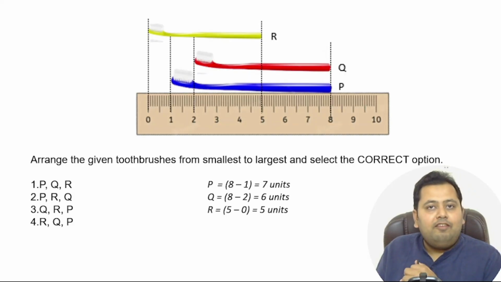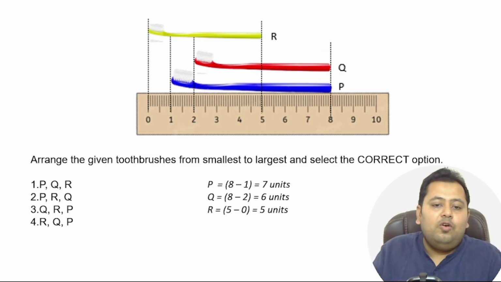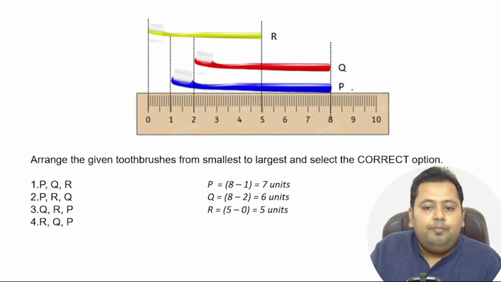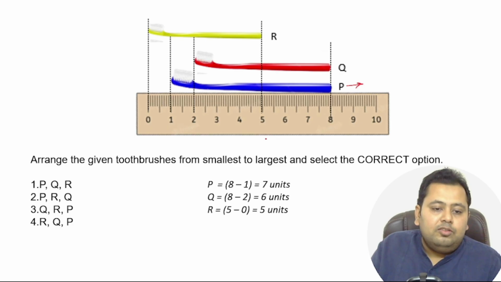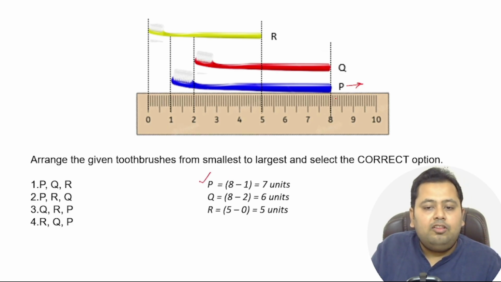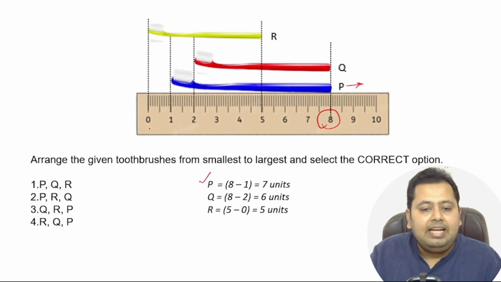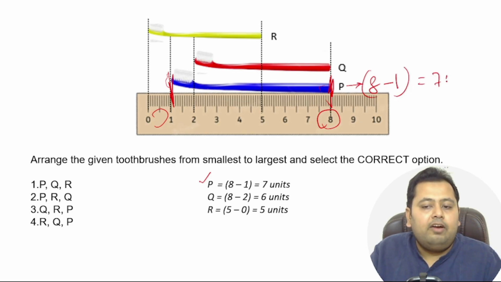So I hope you have already solved the question. Let's go and find out the answer. For P, if you see, the length of the toothbrush P is nothing but 8 minus 1, right? So you can see one end is at 8, and the other end is at 1. It is the largest minus the smallest number. If you just subtract it, you find out that P is 7 units long.